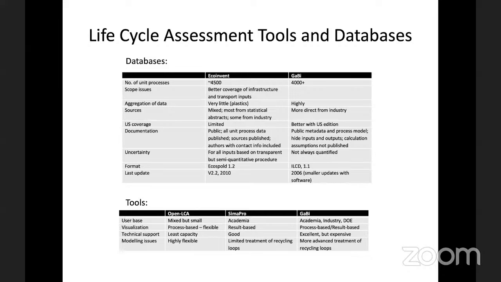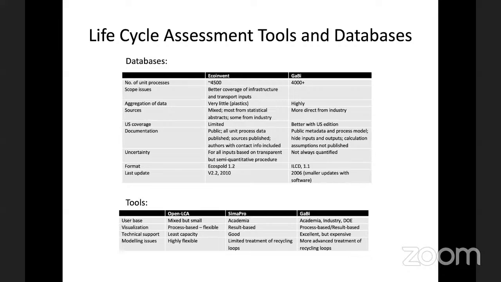Union, and that's why it has most information from the European Union scope. The documentation, both of them are publicly available documents, but the actual information can be accessed only through their software. The sources are published and authors with contact info are included. So if you have any questions, it is not very easy to contact people, but you have the option of contacting the people. Uncertainty-wise, all inputs are based on a transparent but semi-quantitative procedure. And in GaBi, it is not always quantified.